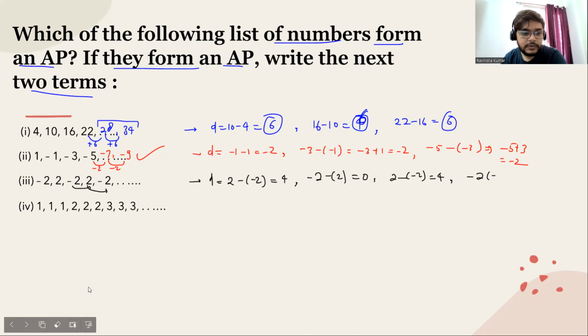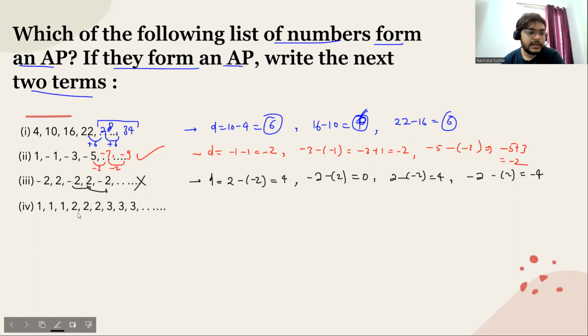1. So basically this is not an AP, because there is not a uniform common difference throughout the series. Here we will get minus 4, right? So this is not an AP, so it is not possible to find the next two terms. If it is an AP and we have the common difference, we add this common difference to find the next term. But here there is no same common difference throughout the series.